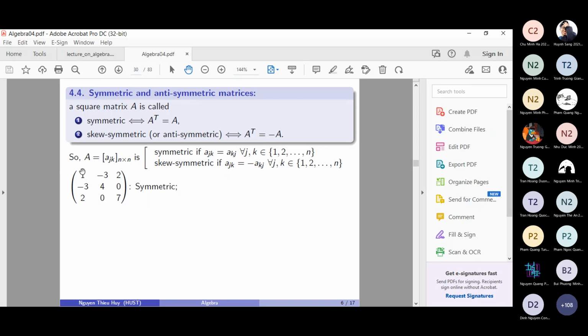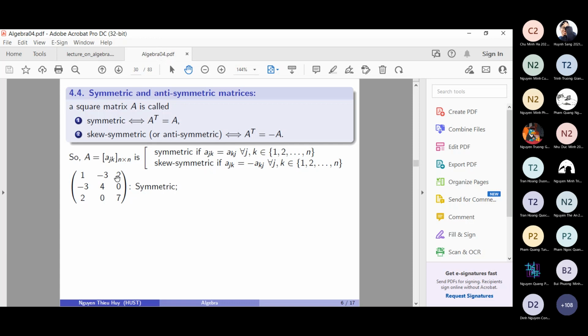Because when we take the transposition, the entries on the main diagonal stay unchanged. But this a12, which is minus 3, in matrix A^T becomes a21. Therefore, these two entries have to be the same, so that when you take the transposition, you obtain the same matrix. So this a12 should be the same as a21. So minus 3, minus 3.